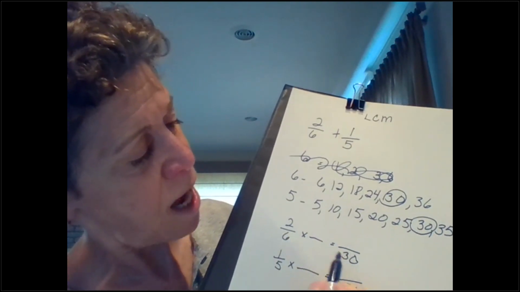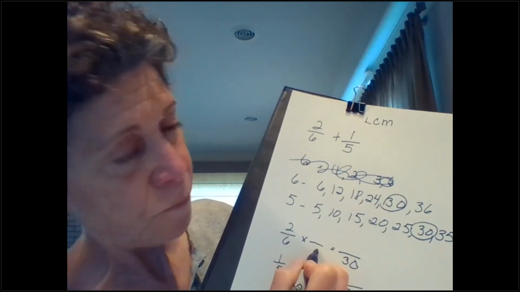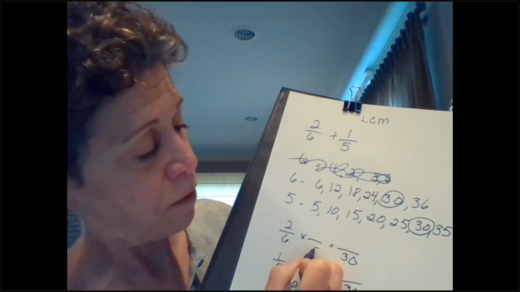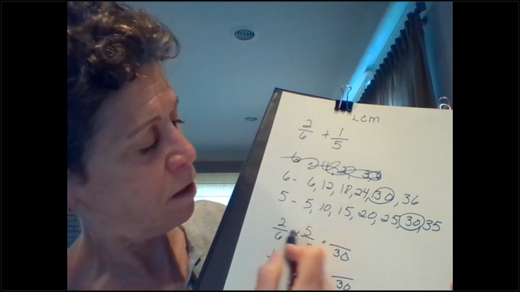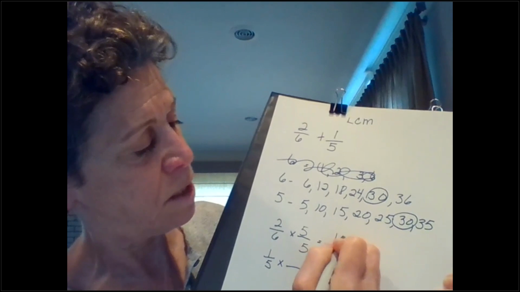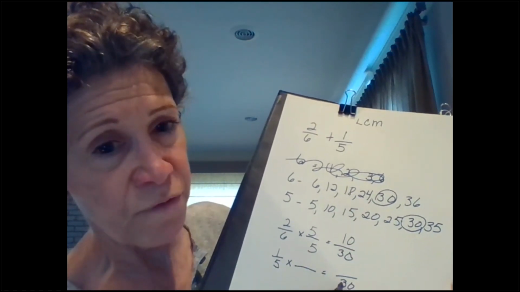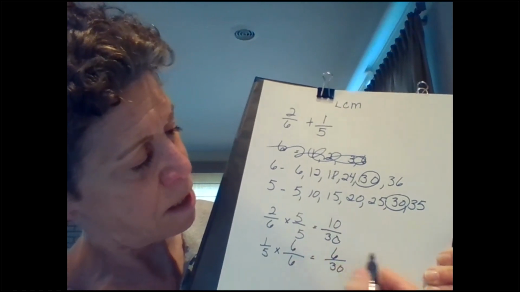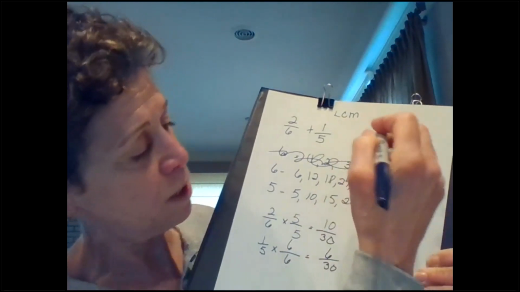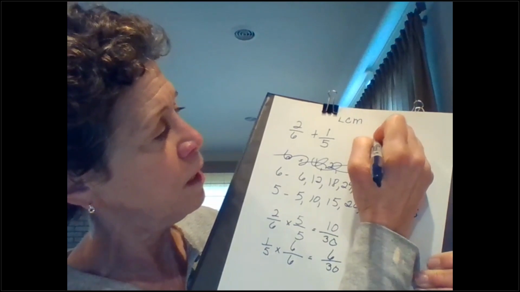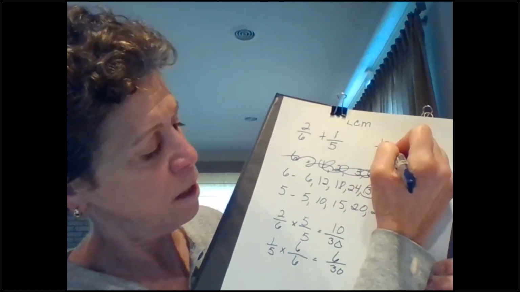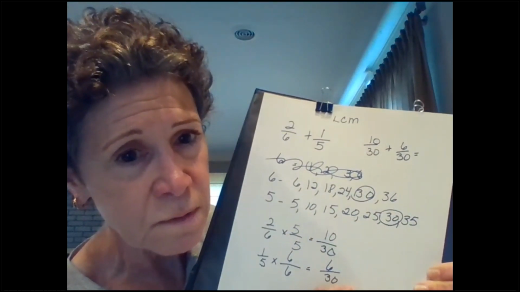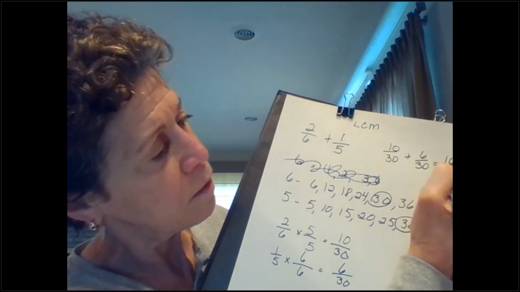So 6 to 30, 6 times 5. Good. So my numerator is going to be 5 also. So 2 times 5 is 10. And to get from 5 to 30, good. So my numerator is going to be 6. So now my new problem, I'll put it up here so maybe we can see it more clearly, is 10/30ths plus 6/30ths equals 16 over 30.